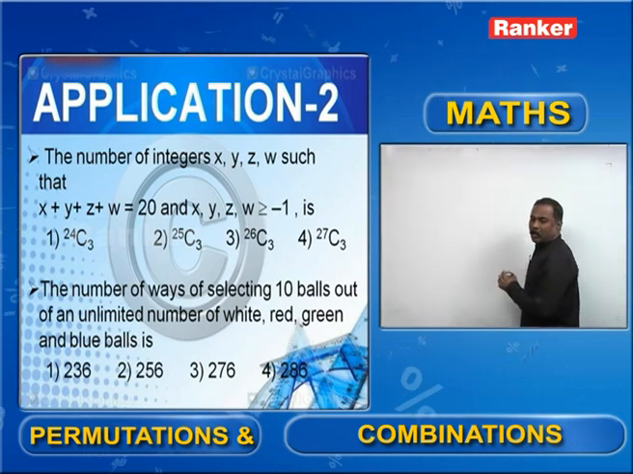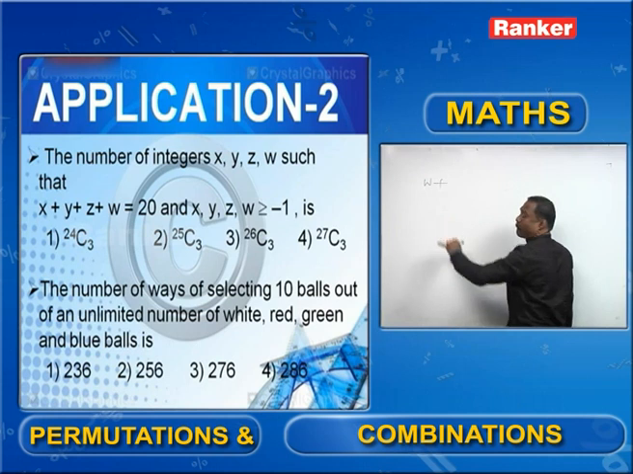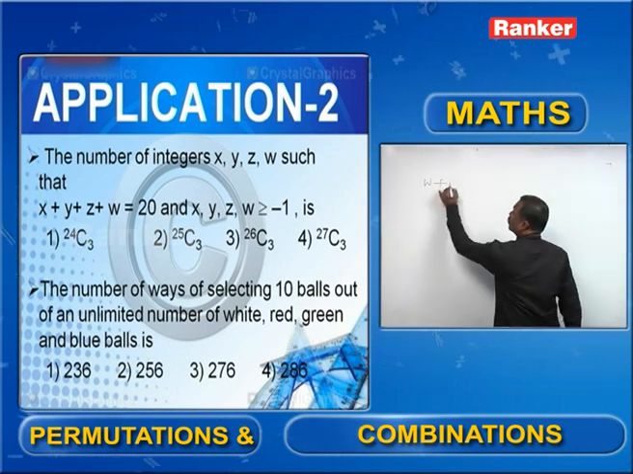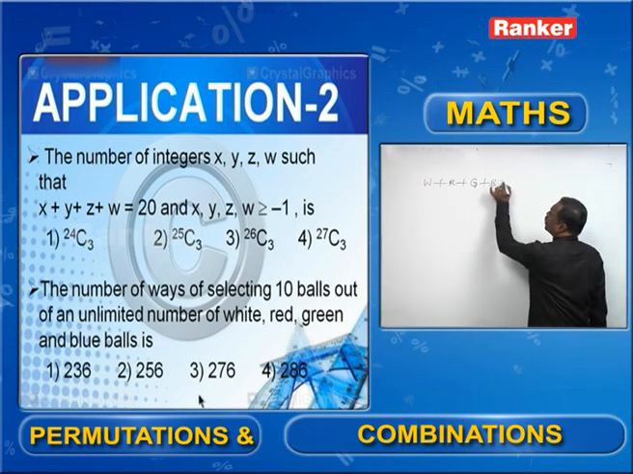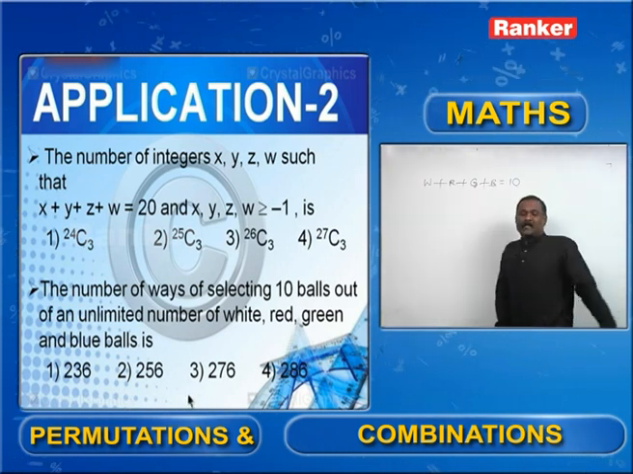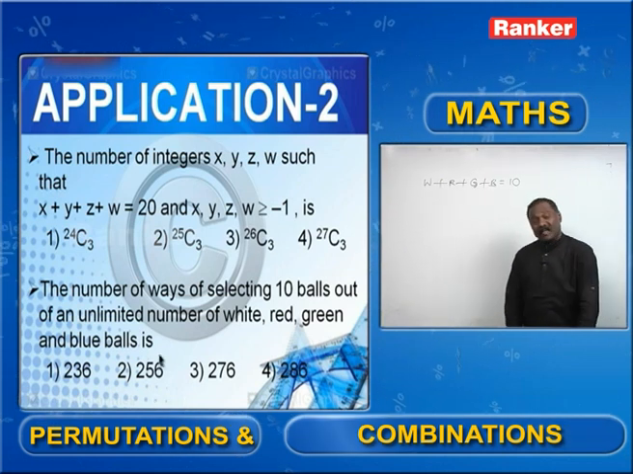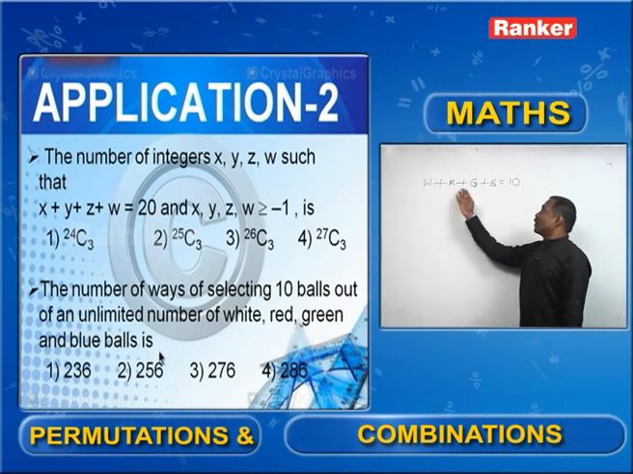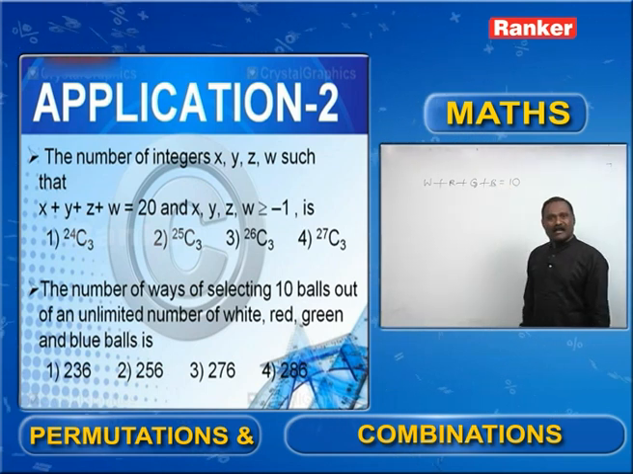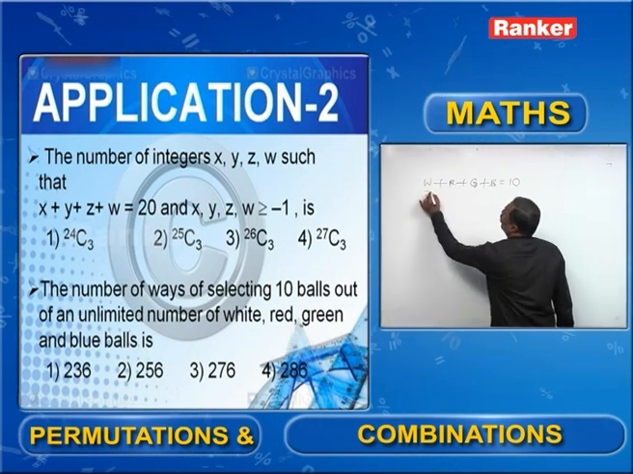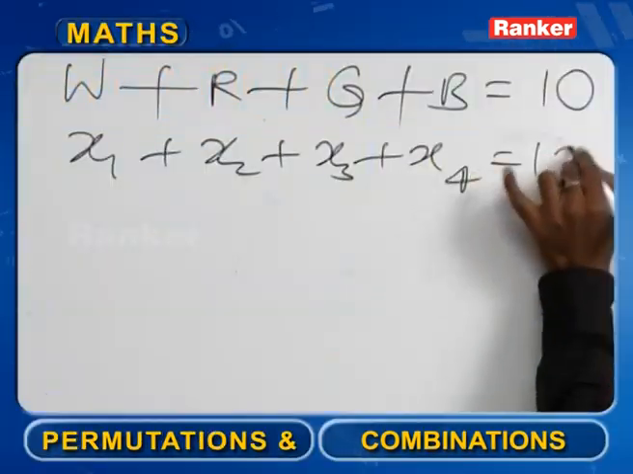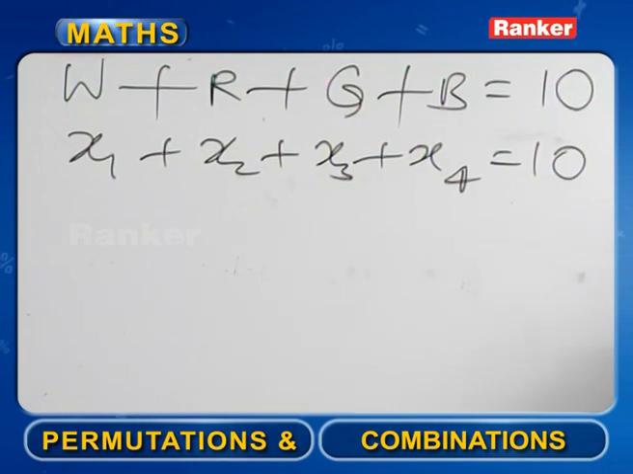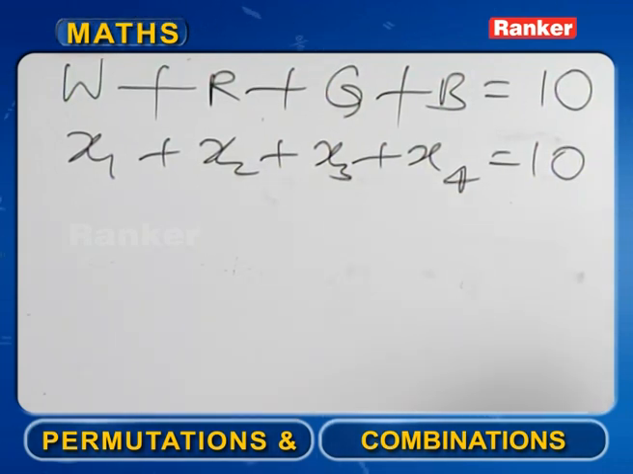What is the category here? White balls and red balls, then green balls, then blue balls, and totally they must be 10. So white plus red plus green plus blue is equal to 10. Now apply the formula. It is x1 plus x2 plus x3 plus x4, in this case 10. And whether to apply a positive integral solution or non-negative integral solution, it is your common sense.